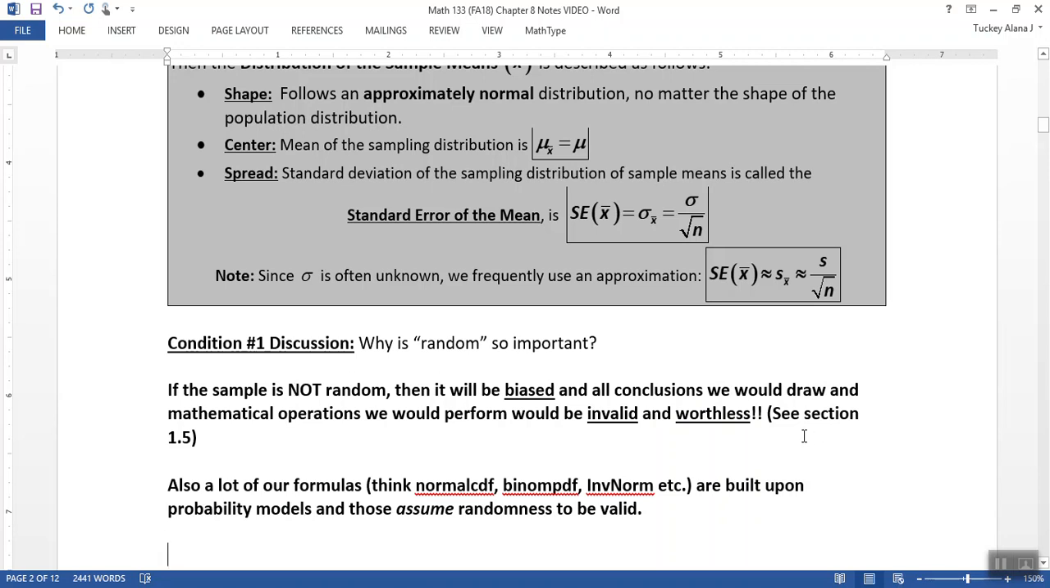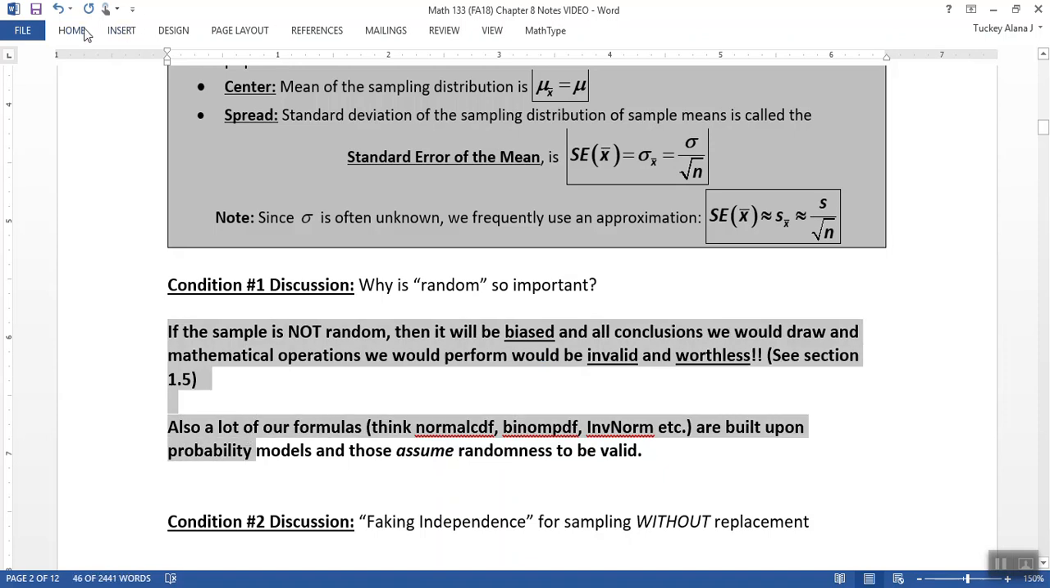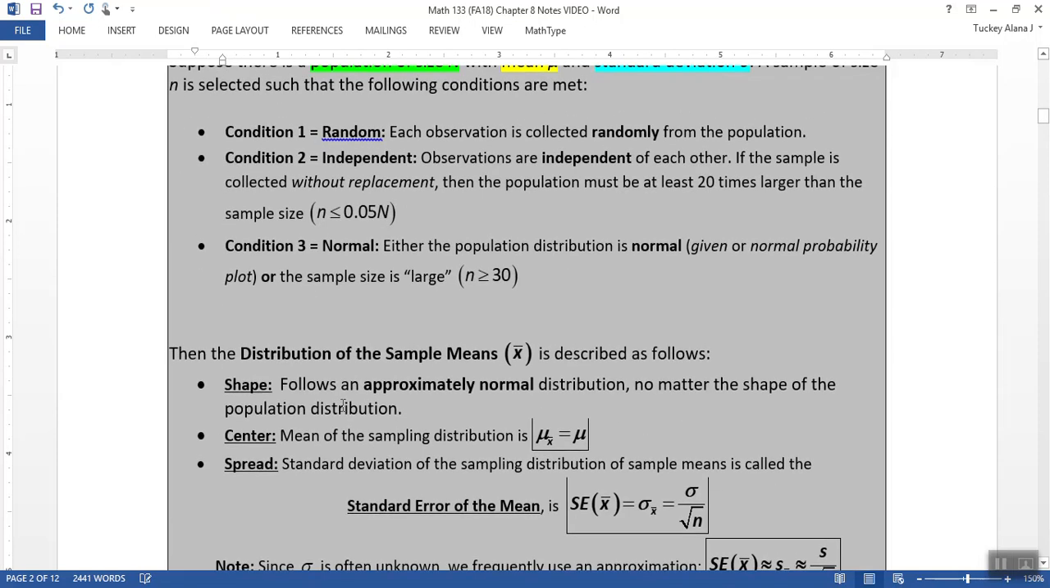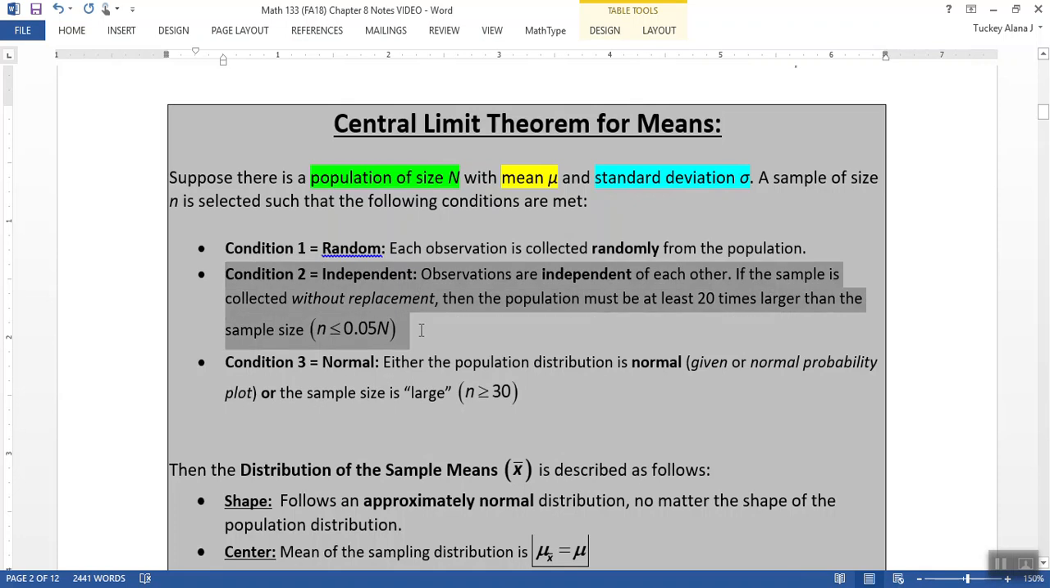We talk about that in section 1.5. If you haven't watched those videos yet, be sure you do, because that's a really important idea, that bias is a bad thing. Also, all the formulas we're using, normal CDF, binom PDF, etc., are built on probability, and that assumes randomness in order to be valid. So for those reasons, we definitely need it to be random. Now let's look at condition number 2. Condition number 1 is pretty easy, and quite frankly, we usually assume that we have it because we really can't do anything without it. Condition 2 is a much harder assumption to deal with.